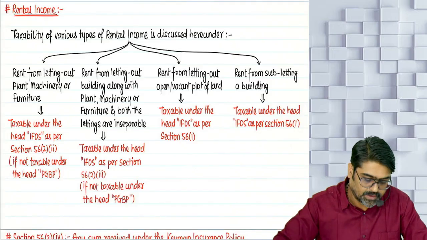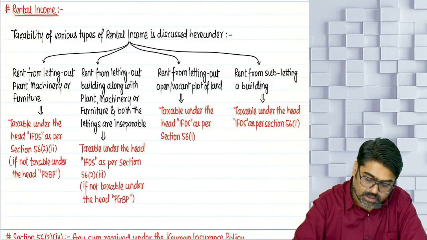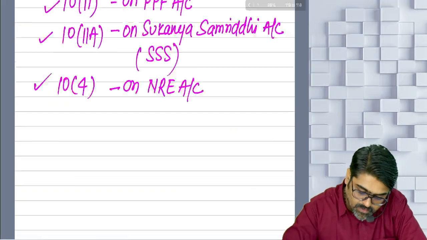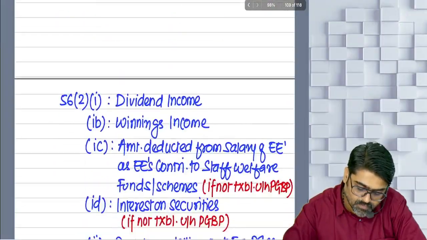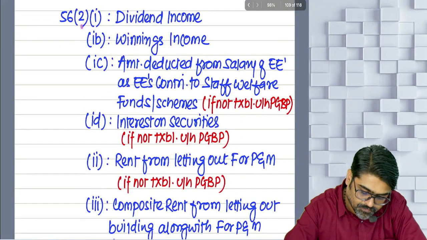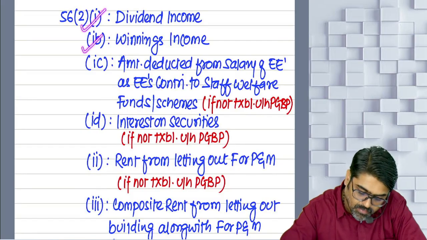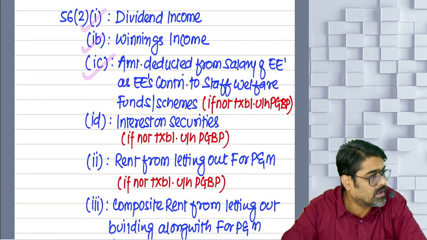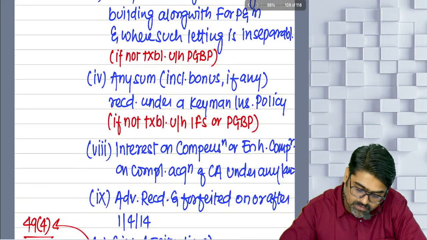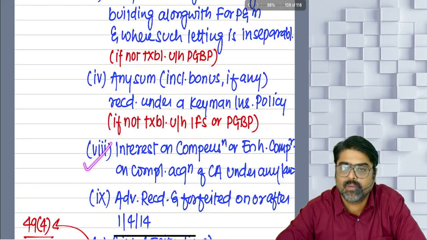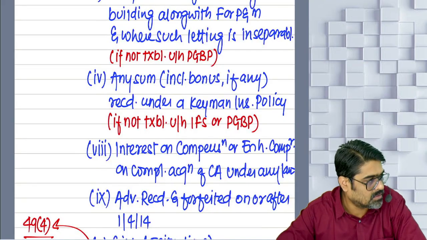Okay, now we'll talk about rental income. Which incomes have we completed? Number one, dividend, done. Winnings, done. Amount deducted from employee's salary, done. Interest on securities, done. Then interest on compensation or enhanced compensation, that is also done.